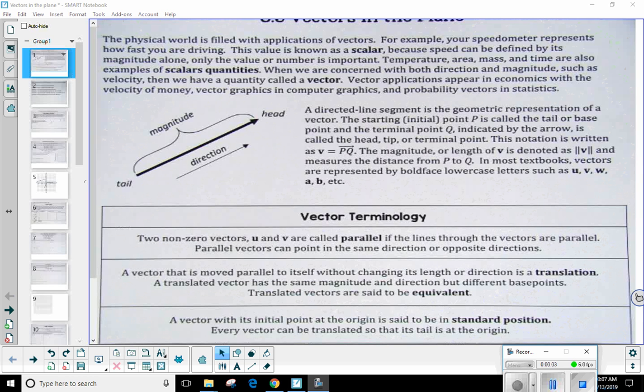Okay, well, we are starting our next unit today. We're going to talk about vectors. So, a very different topic, but we are still going to be using aspects of trigonometry to help us through this.